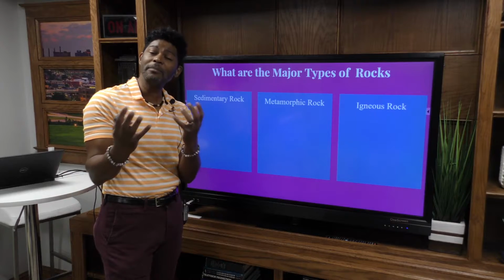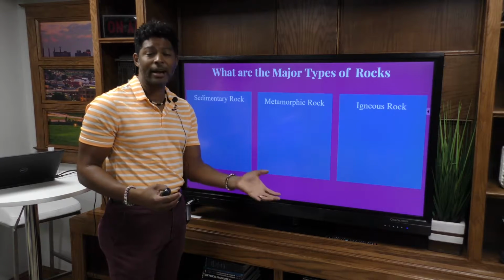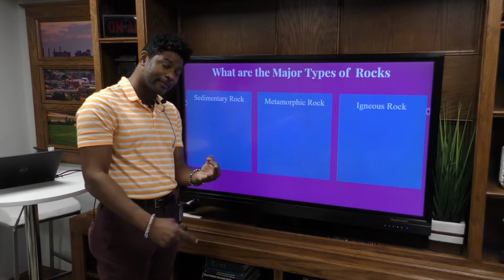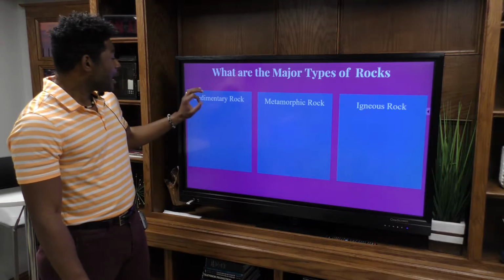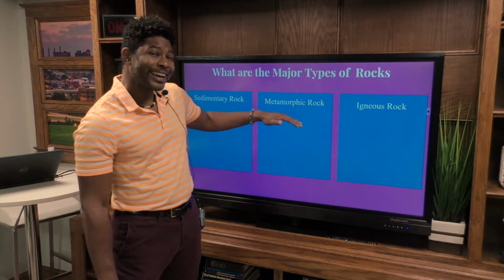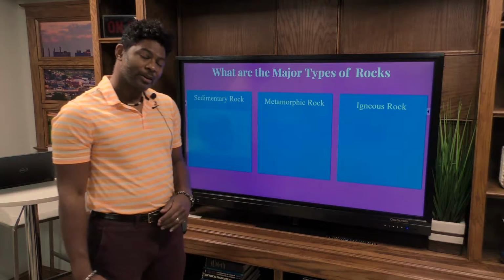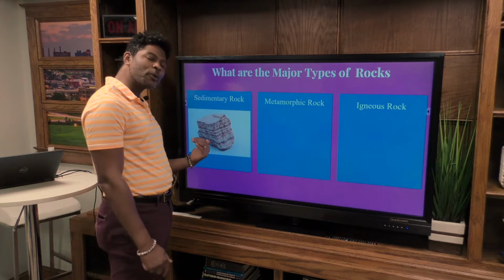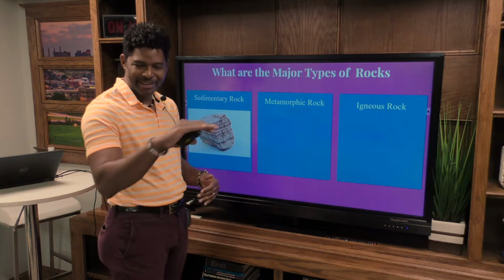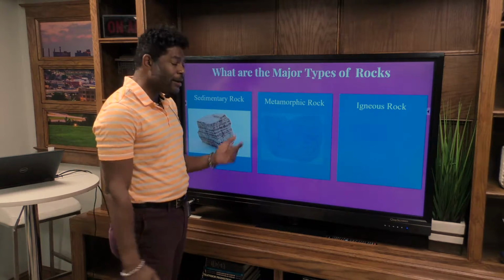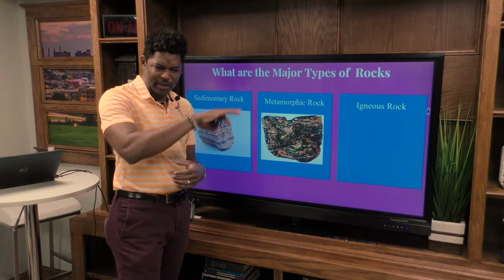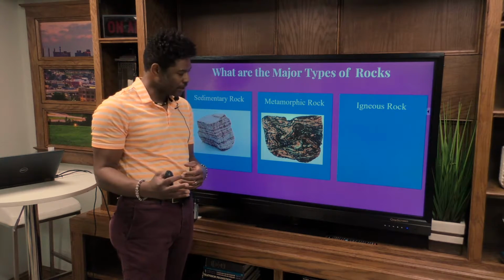Because again, using the metaphor that rocks are like meals, you have 3 meals: breakfast, lunch, and dinner. For beginners, with rocks, you have sedimentary, metamorphic, and igneous. Your sedimentary rock is normally characterized by stripes or striations. Basically, you have lines. Metamorphic rock normally has a marbling kind of effect, or you can see waves and patterns in it.